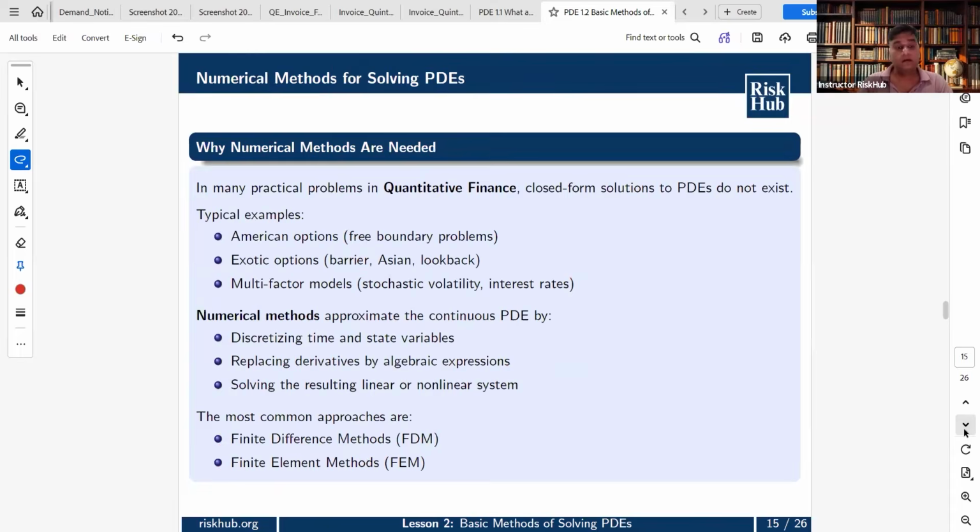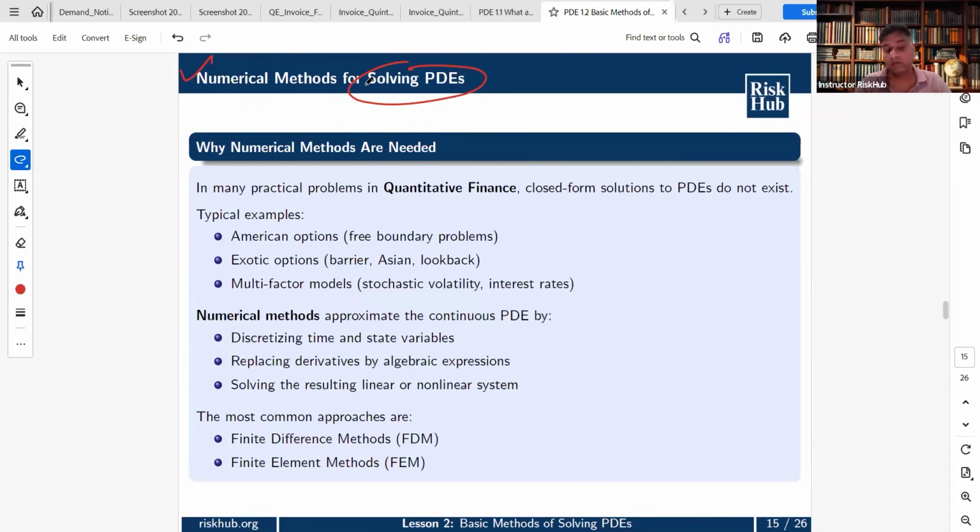Then we have numerical methods for solving PDEs. This slide explains why numerical methods are needed: many finance PDEs do not have a closed-form solution. Look at your American option: closed form fails because early exercise creates a free boundary. Barrier option: boundary conditions are path dependent. Asian option: payoff depends on average price. Lookback option: payoff depends on the maximum or minimum path value. Stochastic volatility: an additional state variable. Interest rate models: multiple factors and term structure.